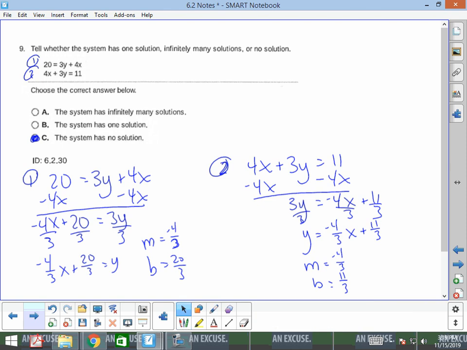Okay, so that's all you have to do on those. In order to tell whether it has one solution, which these will not have, infinitely many solutions, or no solution, you have to solve them for y and compare. Same slope, same y-intercept, that's infinitely many solutions. Same slope, different y-intercept, that's no solution.